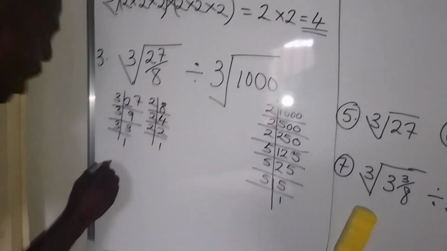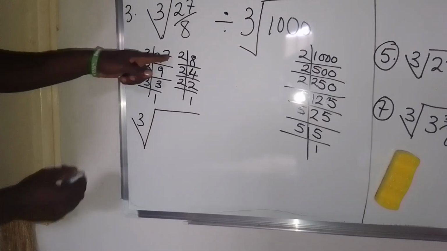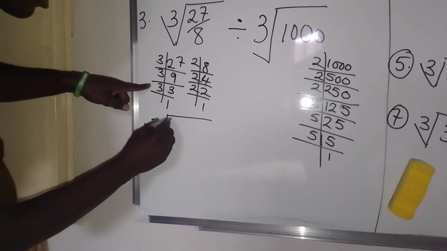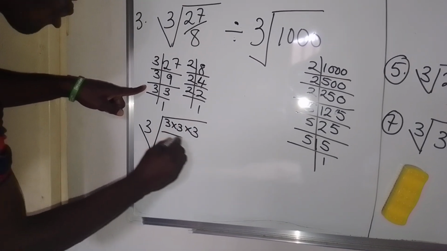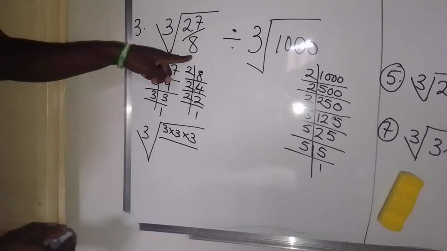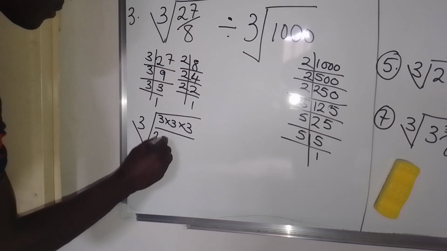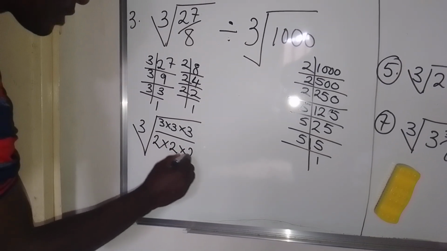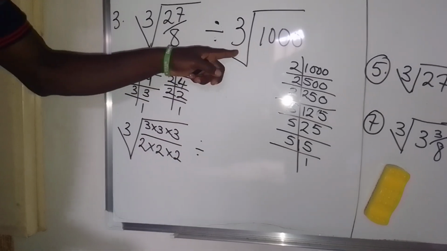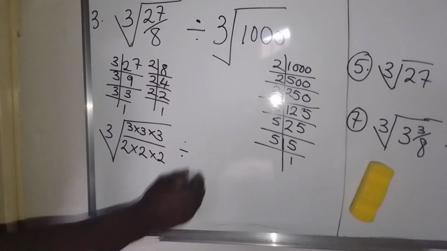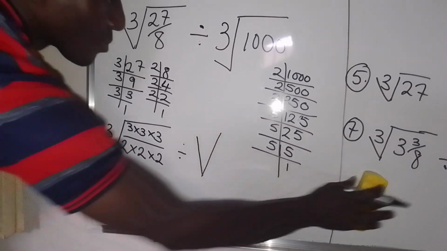The way the numbers are, we write our cube roots. For 27, I have 3, 3, 3. So 3 multiplied by 3 multiplied by 3, all over. This is my all over. Then 8. For 8, I have 2, 2, 2. Divide by. Now, for the cube root of 1000, I'll draw my cube root of 1000.